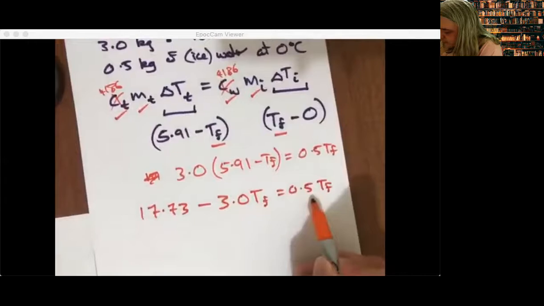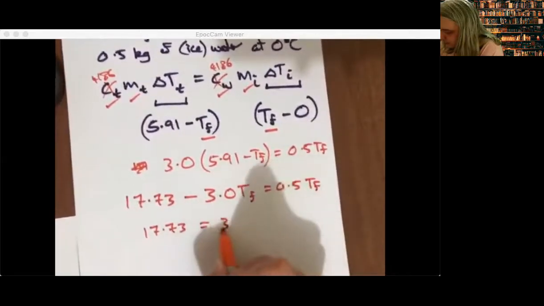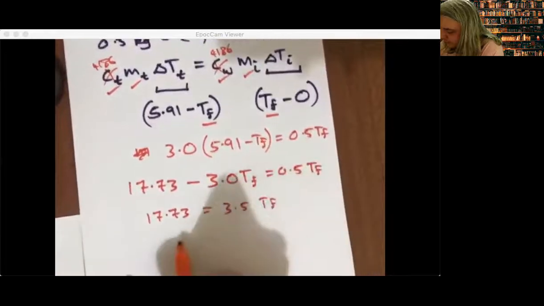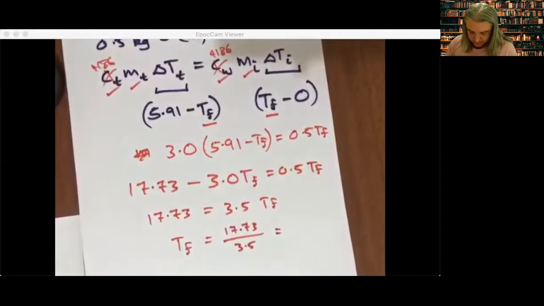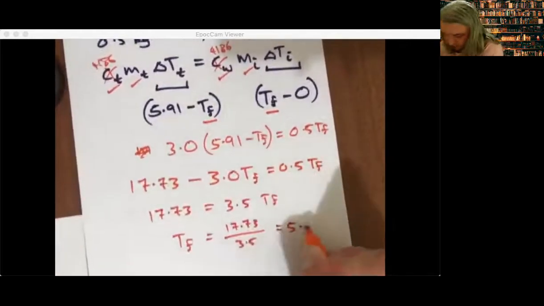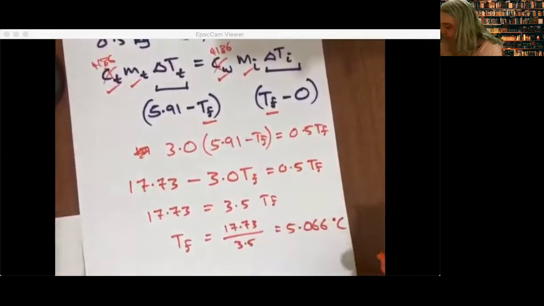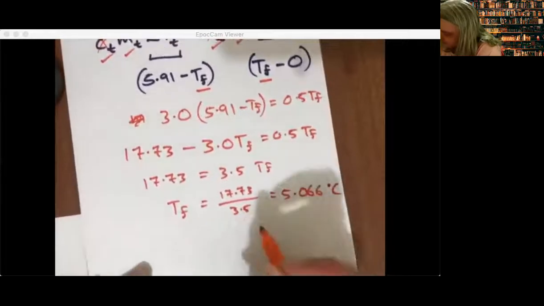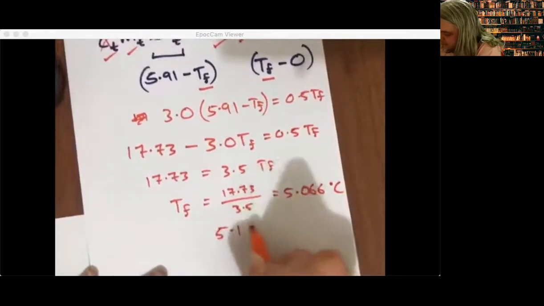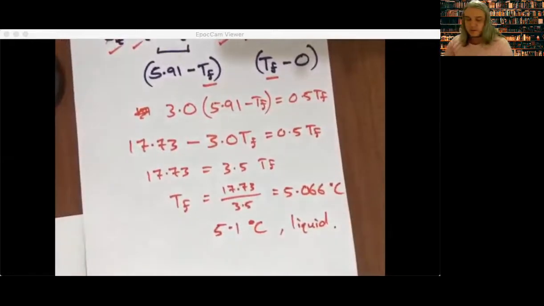So let's bring that over this side. We get 17.73 is equal to 3.5 TF. So we have TF is equal to 17.73 over 3.5, which is 5.066 degrees Celsius. Actually, we'll leave that in Celsius because that's what we started in. So the final temperature is going to be 5.1 degrees Celsius, and it will all be a liquid. And that is the answer to our question.